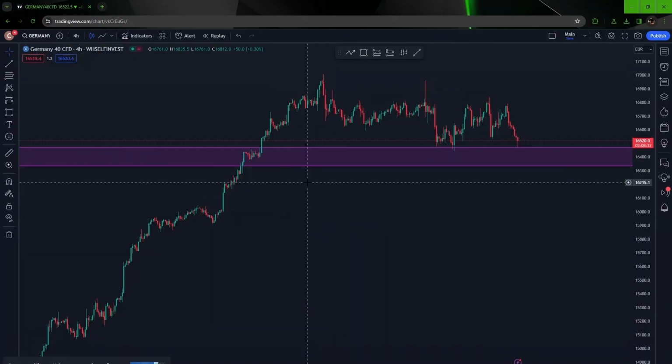So let's have a look at this now. So now you've got this coming down into this support area quite nicely, okay? As we saw earlier, it's already the trade we were looking at earlier.